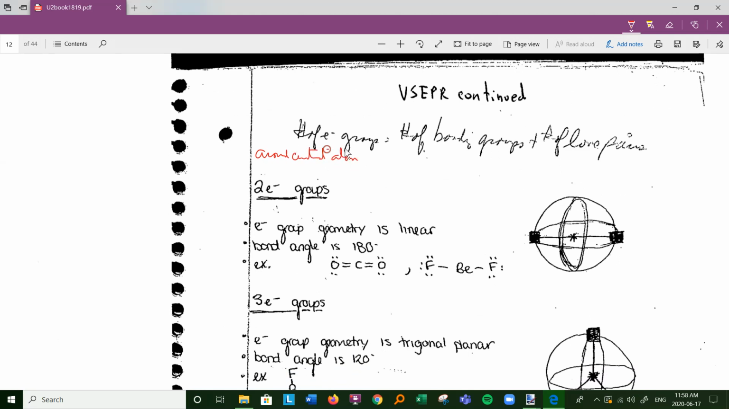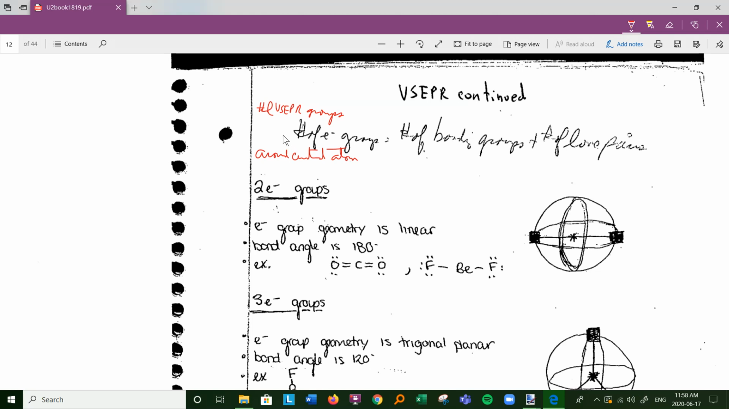And that's going to be the number of bonding groups around the central atom plus the number of lone pairs around the central atom. So that's called the number of electron groups. Sometimes we call it the number of VSEPR groups. Some older books called it the number of structural pairs. Some books call it steric number. So you'll hear different terminologies for this business about how many groups there are and how VSEPR really works.